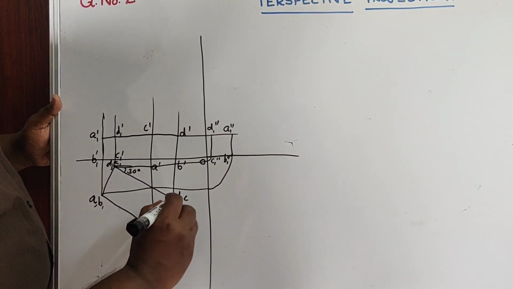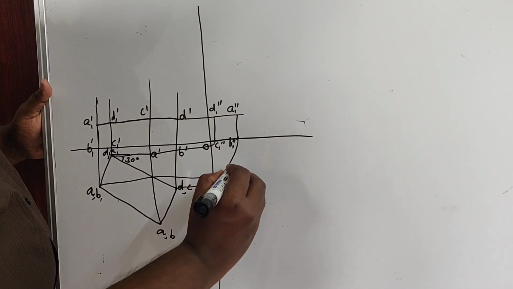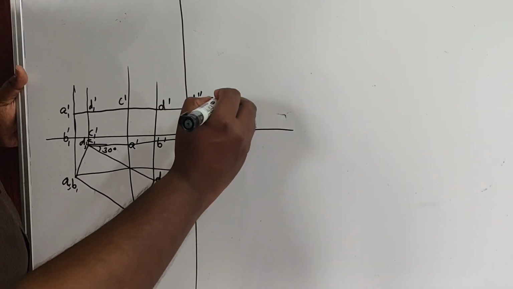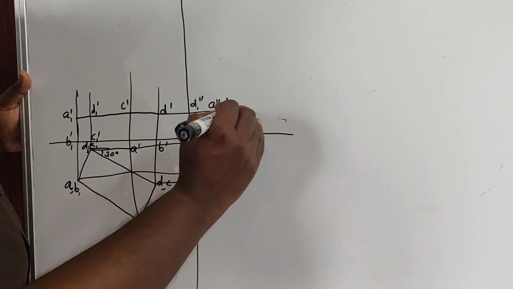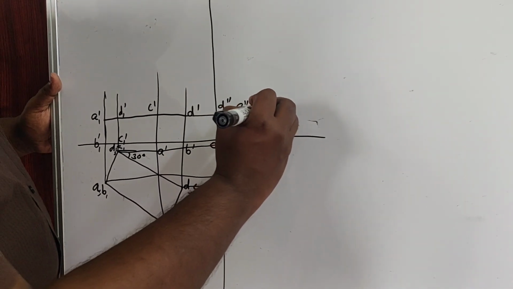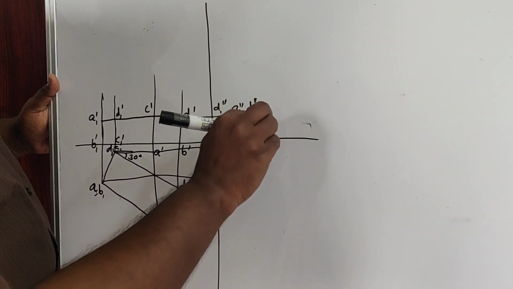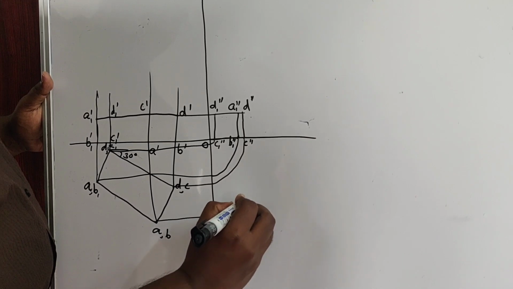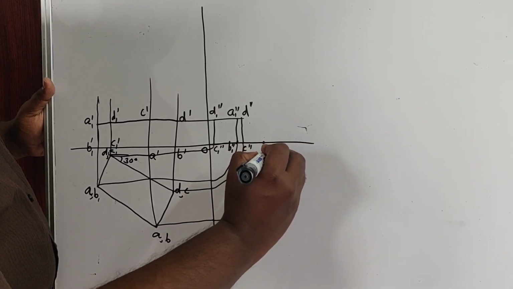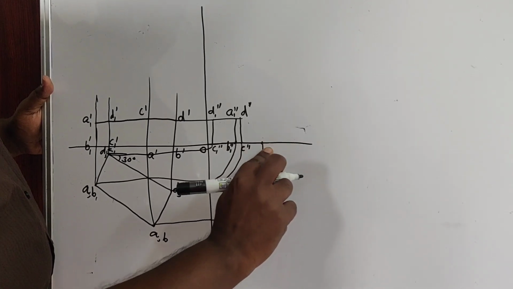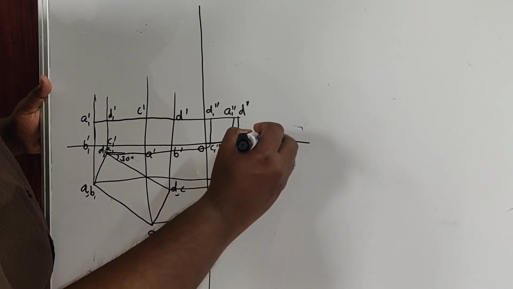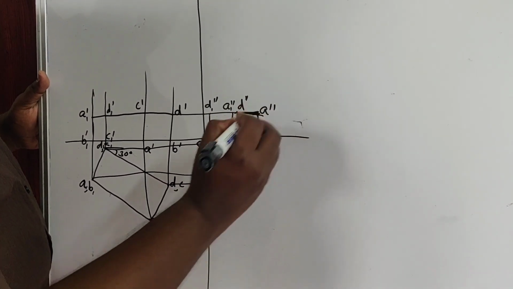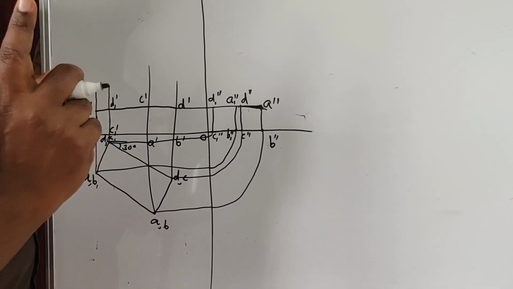Other 4 points also you will get. DC you can rotate. While rotating, you will get this as the next vertical one. So that point will be D1 double dash, D double dash and C double dash. Then you will have AB. You can rotate this. You will get it as B double dash, and at the elevated position you will have A double dash.